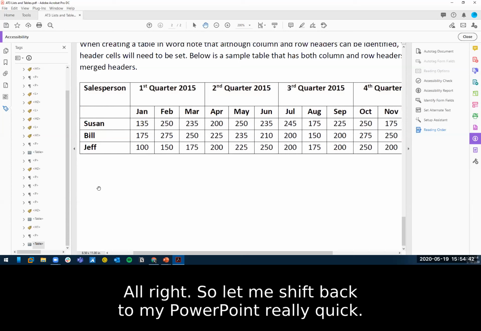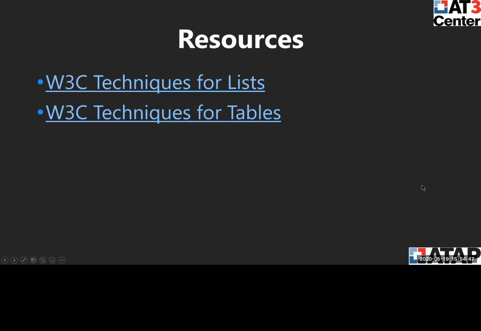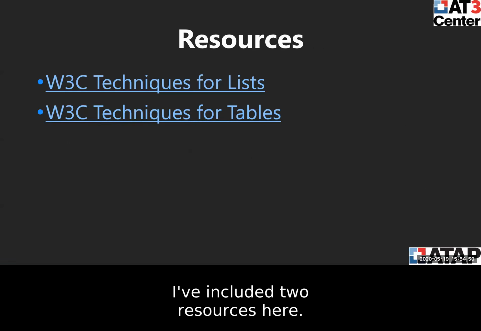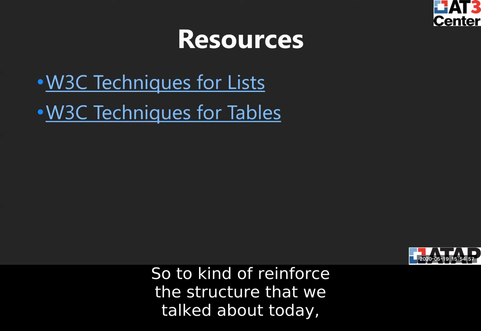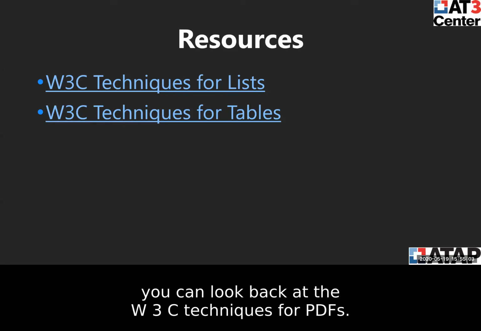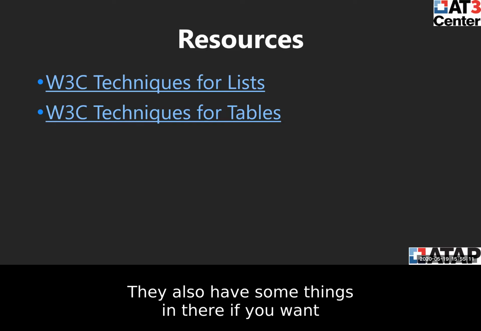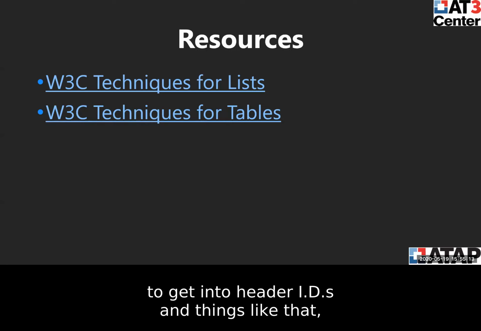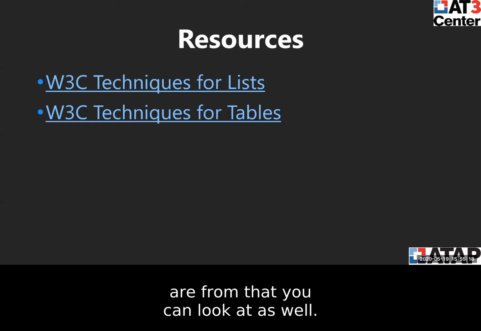All right, so let me shift back to my PowerPoint real quick. I've included 2 resources here. Unfortunately, the resources on PDF accessibility are pretty scant. So to reinforce the structure that we talked about today, you can look back at the W3C techniques for PDFs. I've included the link for lists and tables specifically. They also have some things in there if you want to get into header IDs and things like that.